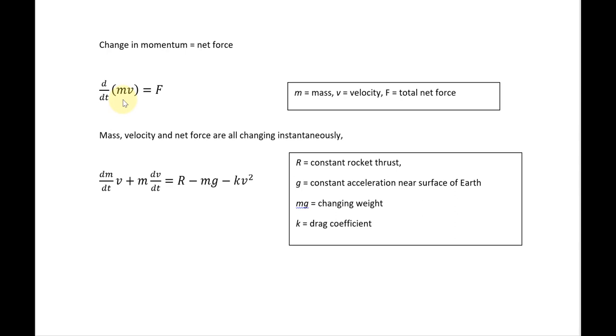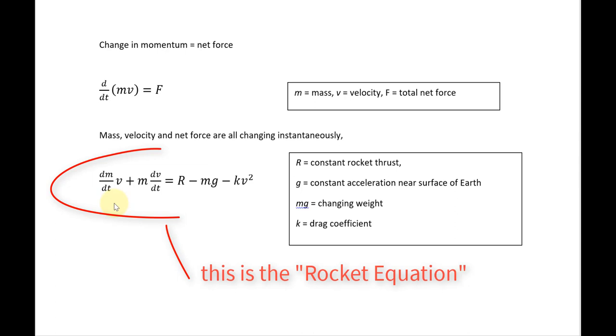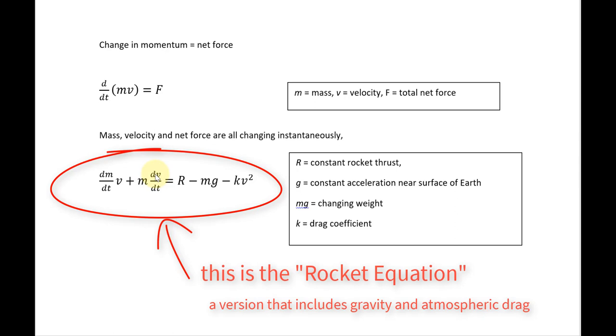During a rocket launch, the mass of the rocket and the velocity and the net forces are all changing instantaneously and simultaneously. So if we take a derivative of this mass times velocity, both mass and velocity are changing over time. So this is a product rule where we are indicating both of those derivatives in the differentiation. The mass changes over time, multiplied with the velocity. This mass is also changing over time, and we're multiplying by the change in the velocity over time.